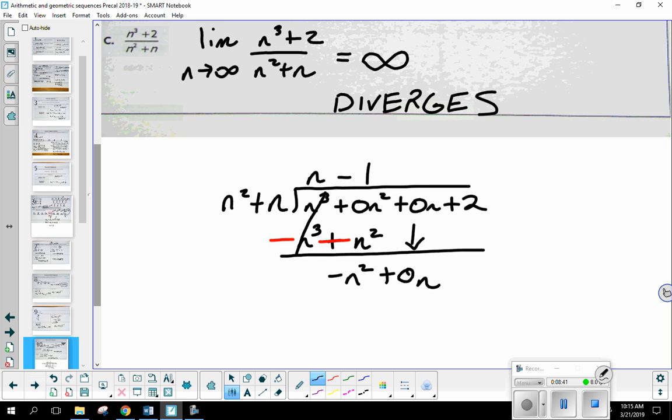And then we'll distribute again. So there's the negative n squared, negative 1 times n, negative n. And what happens when you subtract a negative? It becomes positive. Okay. So those once again cancel. 0n plus n is just n. Bring down the 2. And then you could continue, but your slant asymptote is going to be a linear function because the degree of the numerator was just 1 degree larger than the denominator's.